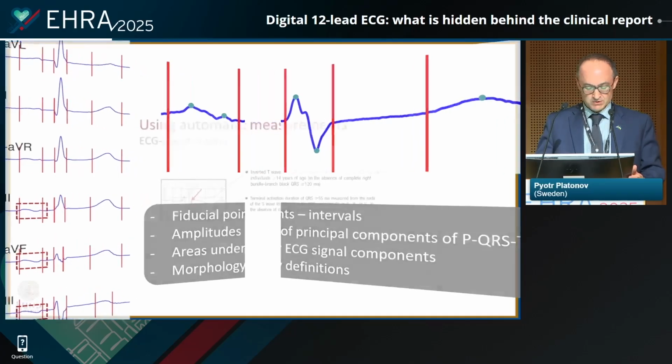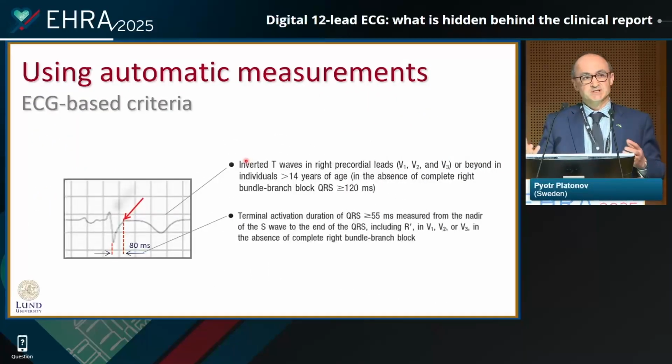What can it be used for? Well, there are a number of diseases for which either diagnostic criteria or risk stratification is done on the exact measurements. This is an example of ARVC, arrhythmogenic right ventricular cardiomyopathy, a disease that we work quite a lot with using standard surface ECG. One of the criteria, as exemplified here, is terminal activation duration, which is measured from the nadir of the S wave to the end of the QRS complex. That is easily retrievable from the matrix that you get out of the system. The other thing is inverted T waves, which are also coded in the majority of signal processing algorithms, again as a number that is easily retrievable.